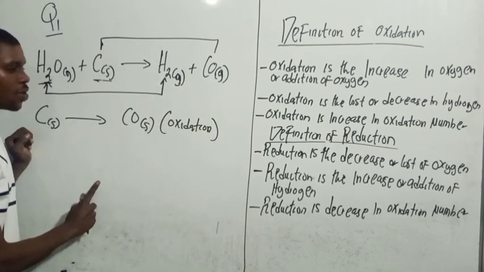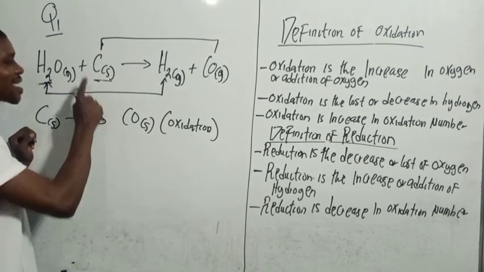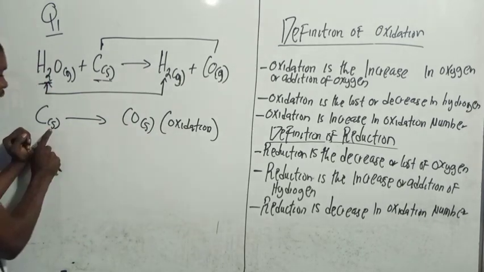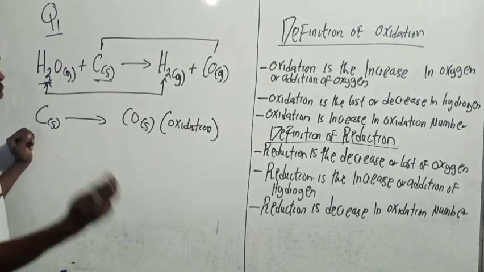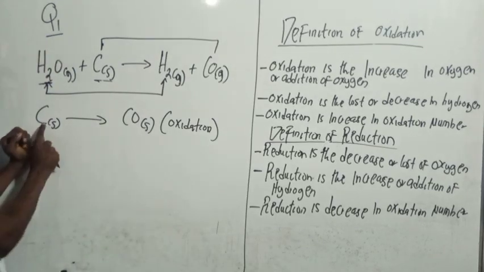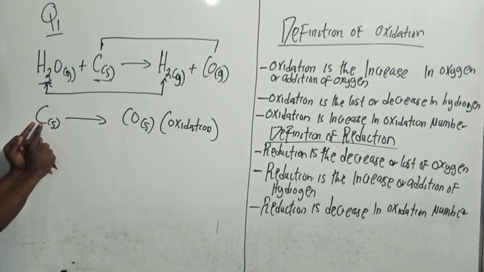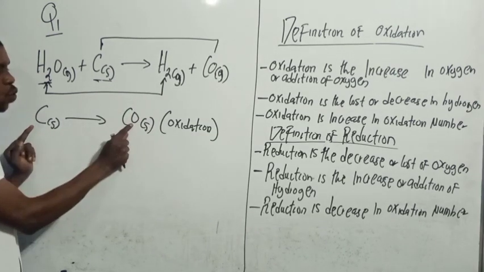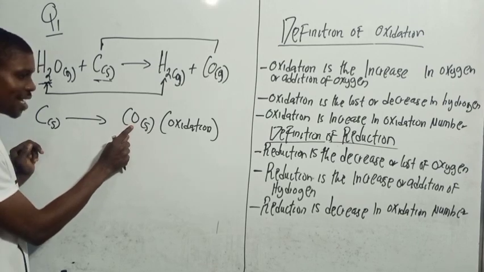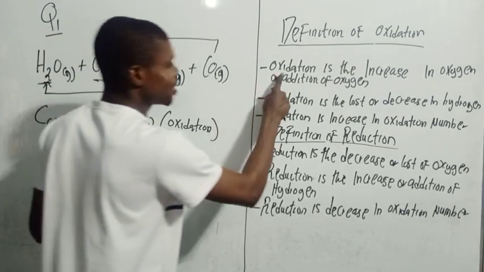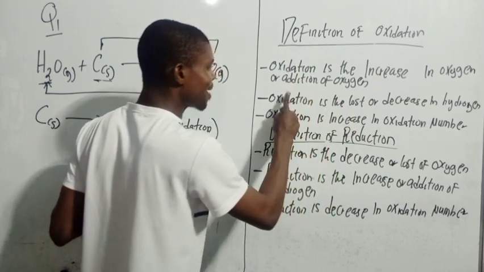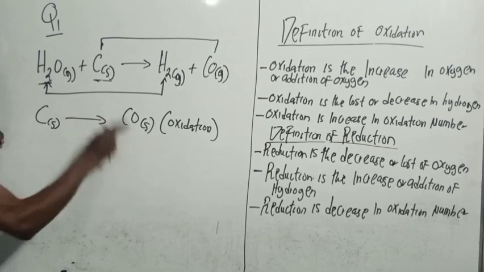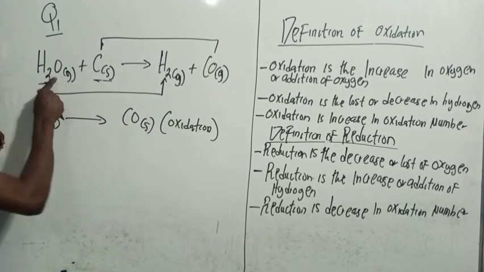oxidation. Okay, it's said to be oxidation. That means carbon undergoes oxidation. Why is carbon undergoing oxidation? Because carbon on the reactant side has no oxygen, but on the product side it has oxygen. Do you understand? So oxidation is an increase in oxygen or addition of oxygen. So there's an increase in oxygen here for carbon towards CO2. So it's oxidation.